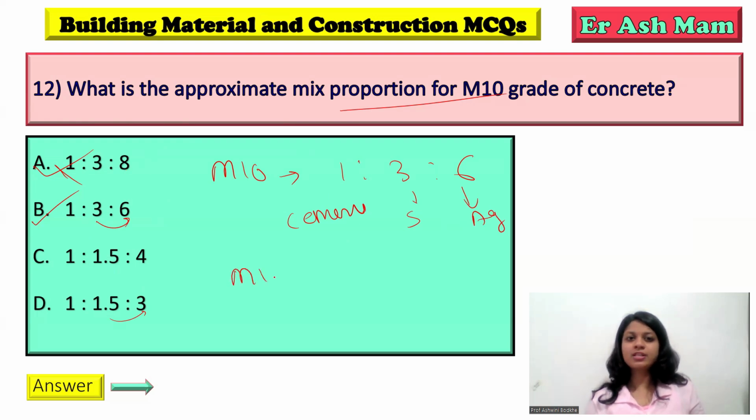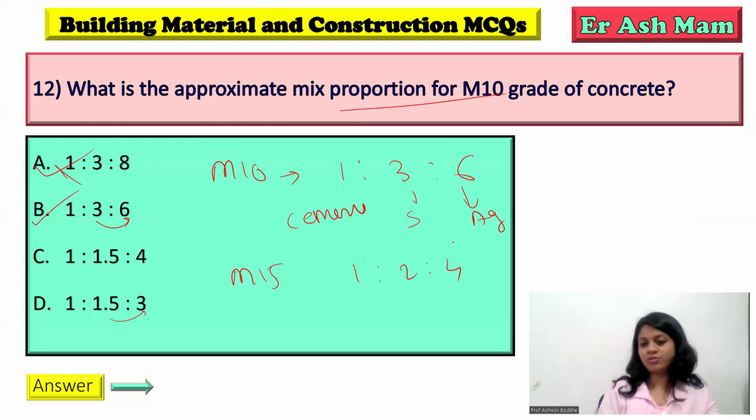For M15, answer is 1:2:4. I'll remember, for M15, 1:2:4.